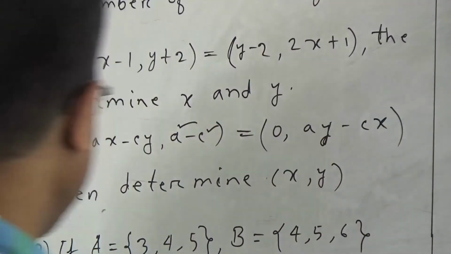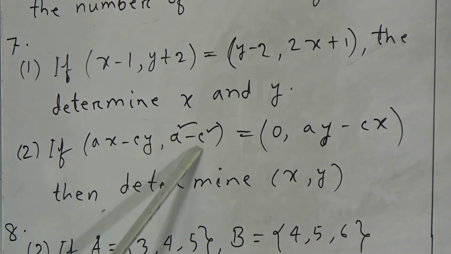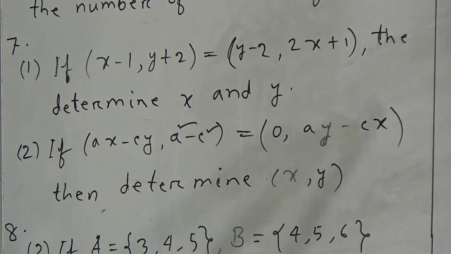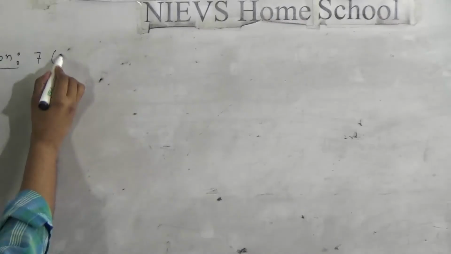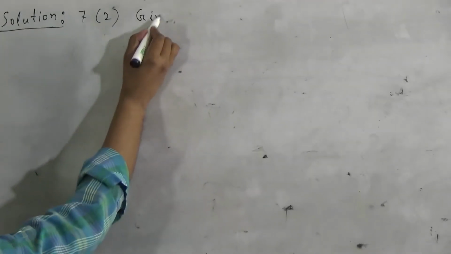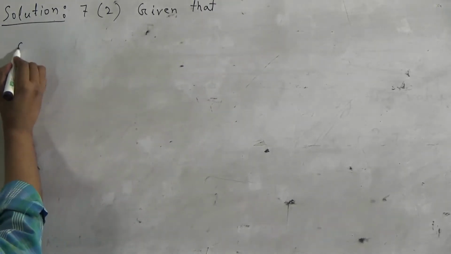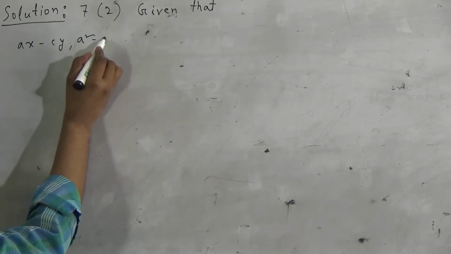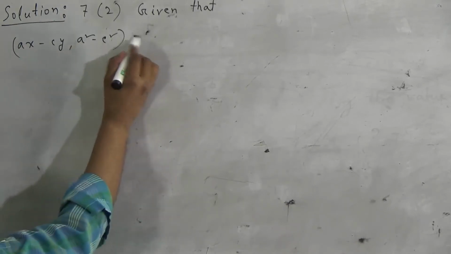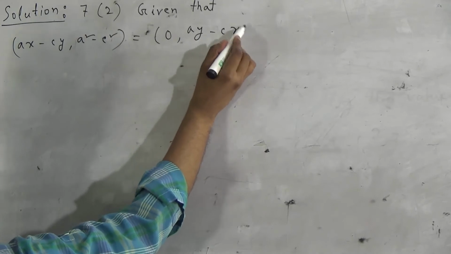Here the question is, if (ax minus cy, a square minus c square) equal to (0, ay minus cx), then determine the value of x, y. At first we write, given that question number 7 sub number 2. Given that (ax minus cy, a square minus c square) is equal to (0, ay minus cx).